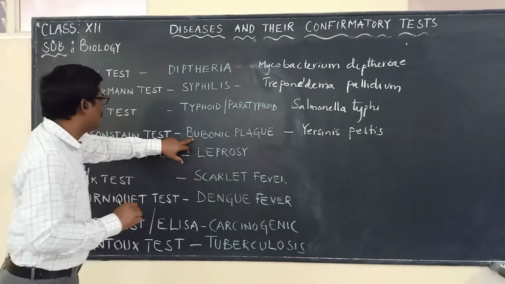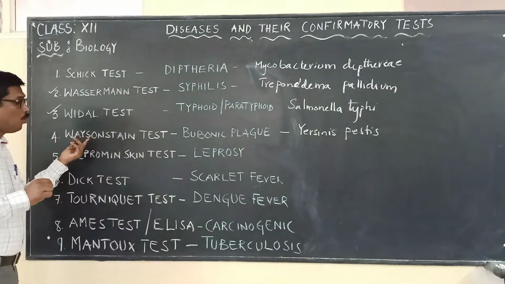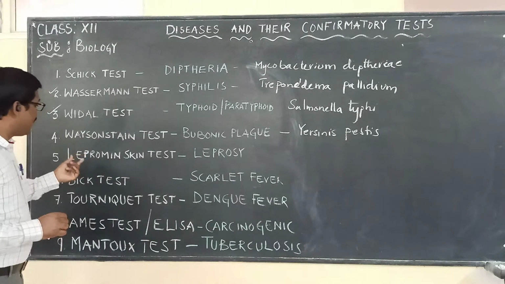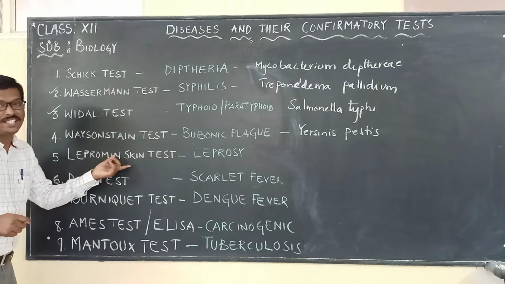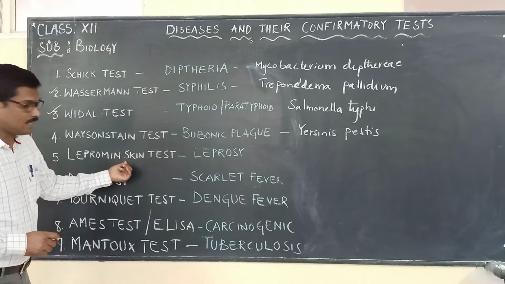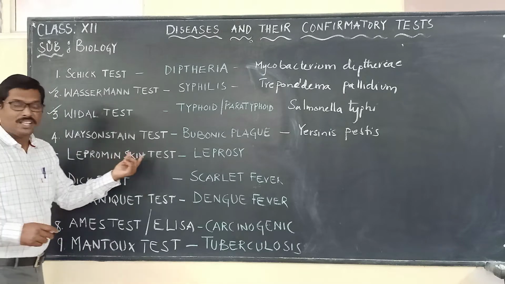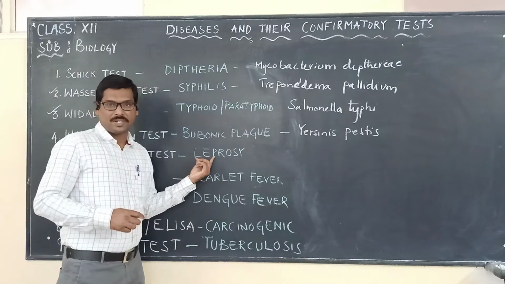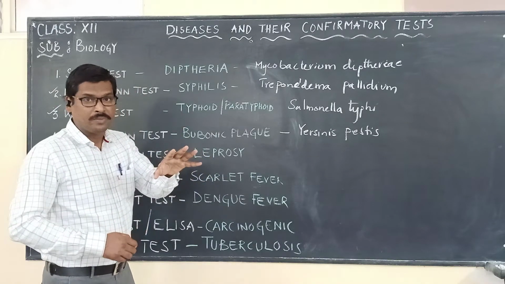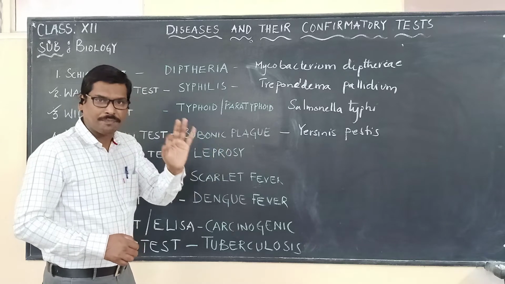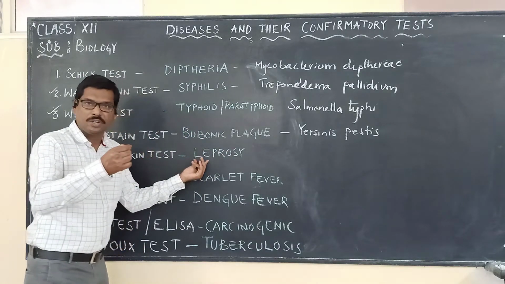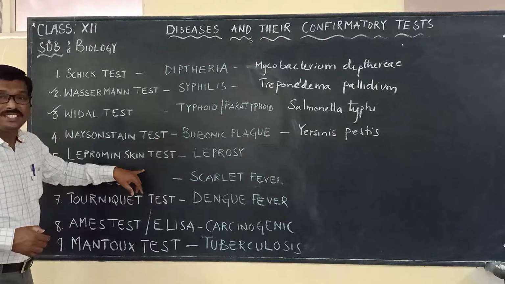So here you have to remember the test that is conducted to confirm bubonic plague. Bubonic plague is confirmed by which test? The Weissenstein test. And the next one is the lepromin skin test. This lepromin skin test is used to confirm the disease known as leprosy. To confirm that a person is suffering with leprosy, the test they will do is the lepromin skin test.